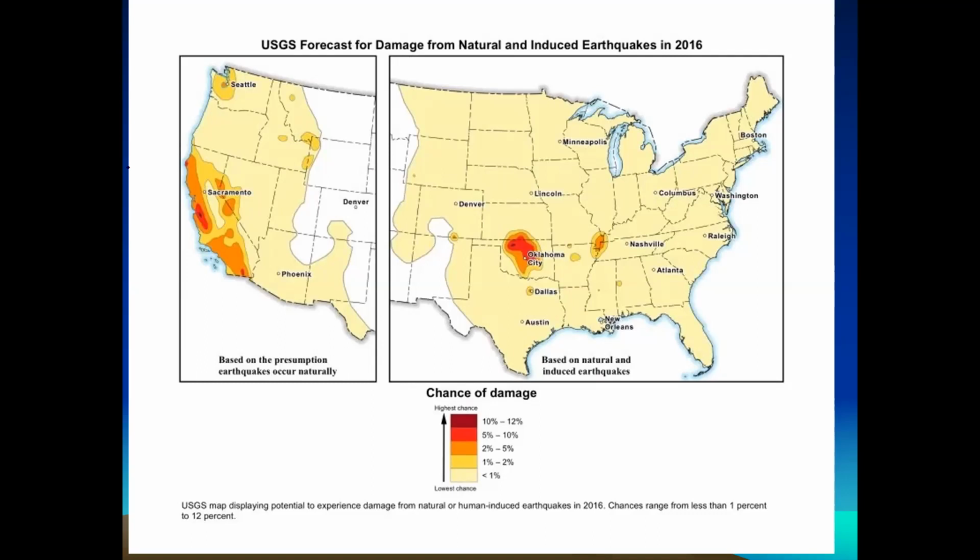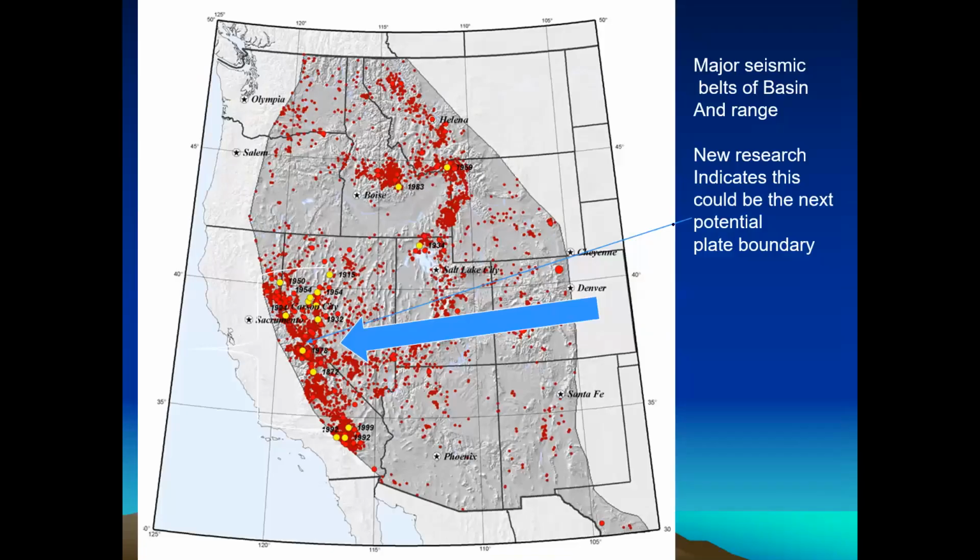From the mid-2000s, there were like 900 earthquakes occurring in Oklahoma. So USGS, as a result of these earthquakes, had to go ahead and amend some of the hazard maps that they publish. Then this is the Walker seismic belt right here, right through here.